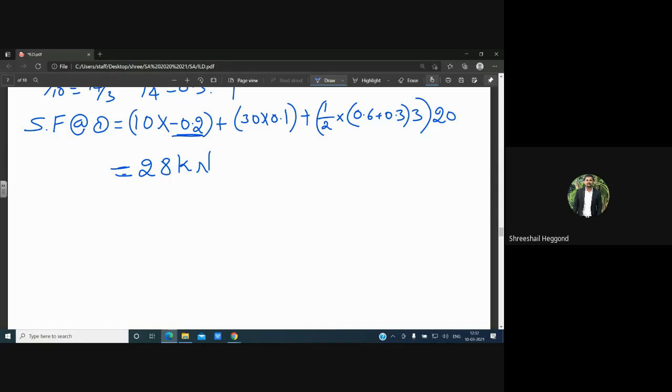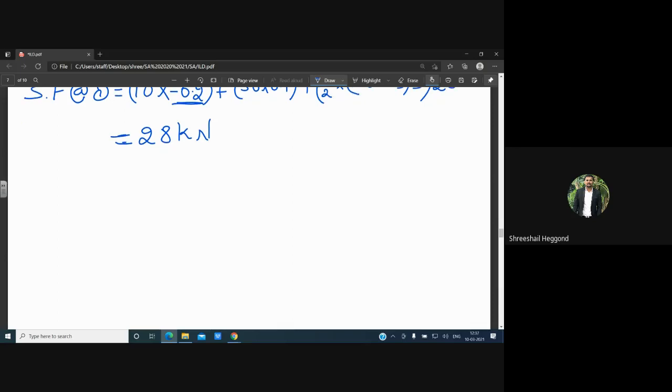Next is the bending moment diagram. For the bending moment diagram you need to draw the ISD and then calculate the values. Our bending moment is asked at point E. Therefore, draw the ISD for point E, where A, B, C, D, E, and F are the different points. You are asked to draw the ISD for point E.